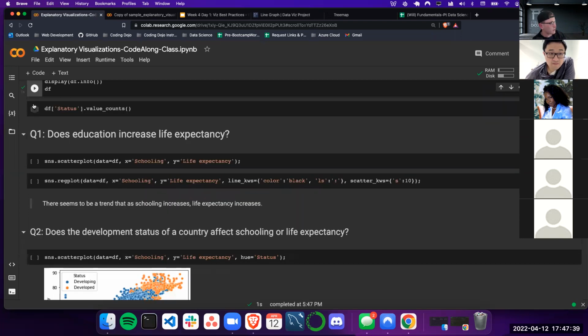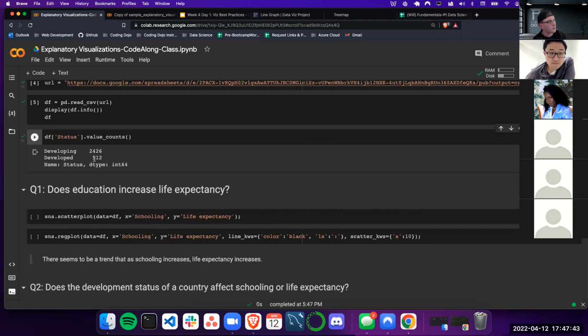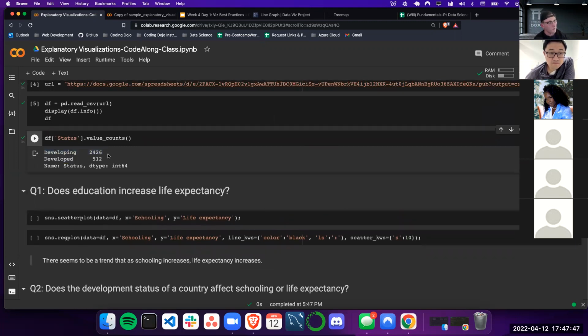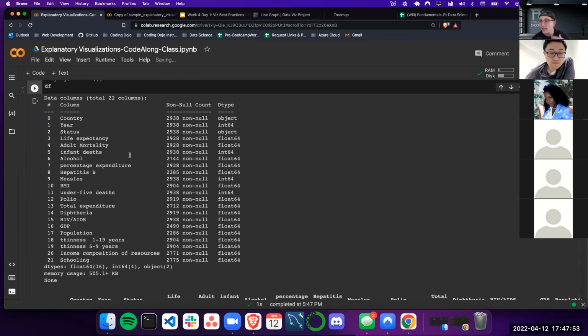Perfect. I see here are my columns: my country, my year, my status, life expectancy, and all their data types. Great job. You guys crushed that. And then if I'm looking at status, there are two different values, developing and developed, right? This all comes from understanding my data, which we said is a really big piece. You have to know your data.